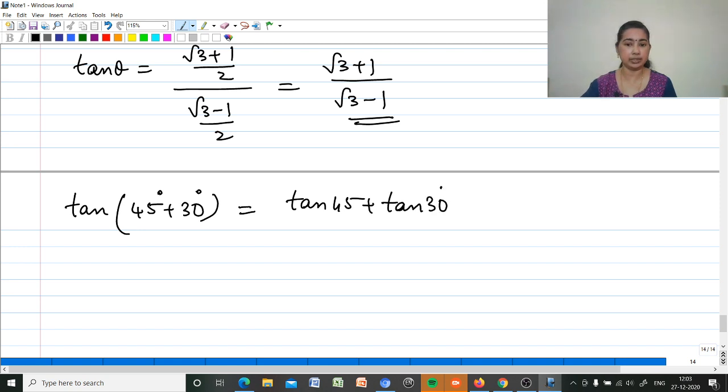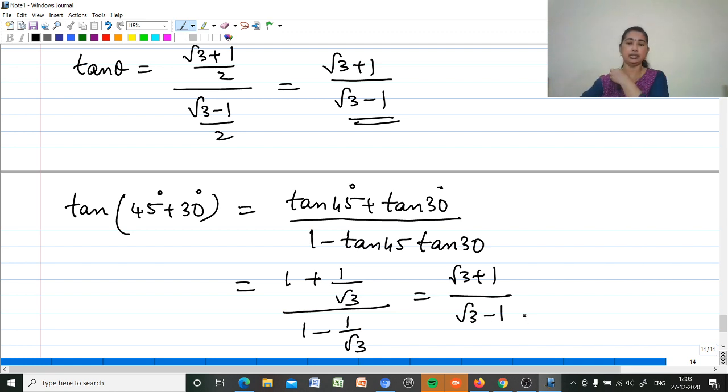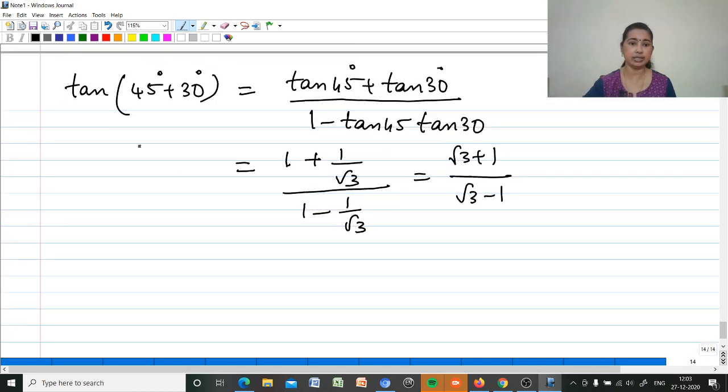This is all we discussed in trigonometric identities. 1 minus tan 45 into tan 30, that is equal to, tan 45 is 1, plus tan 30 is 1 by root 3, divided by 1 minus 1 by root 3, which is equal to root 3 plus 1 by root 3, over root 3 minus 1 by root 3. That root 3 getting cancelled, we are getting root 3 plus 1 by root 3 minus 1. So tan 45 plus 30, which is the same as tan 75.